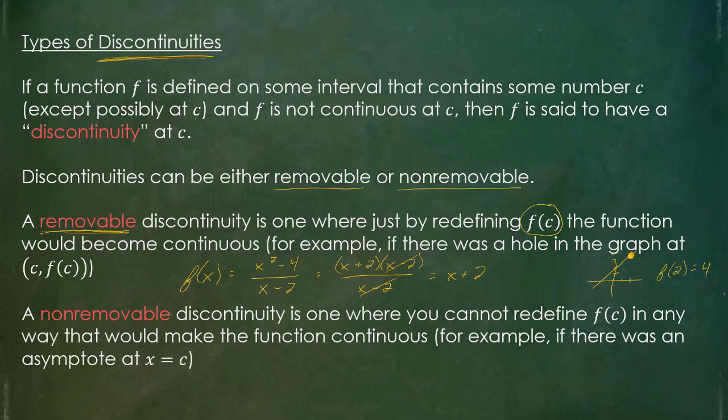So essentially, all removable discontinuities are those concepts of holes that hopefully we remember from our prior class. Whenever you have a rational function that has a common factor on top and bottom, that's usually where a hole existed. A non-removable discontinuity, on the other hand, is where I can't just define a single value for that function at c that makes it continuous. I would be able to say that that's a non-removable discontinuity.